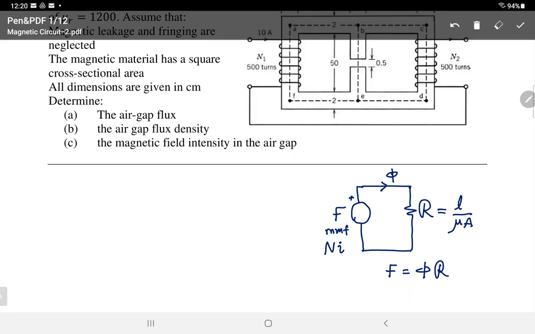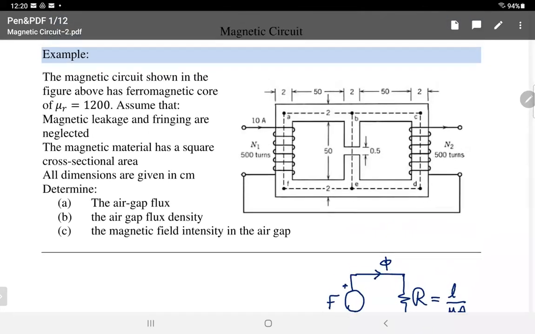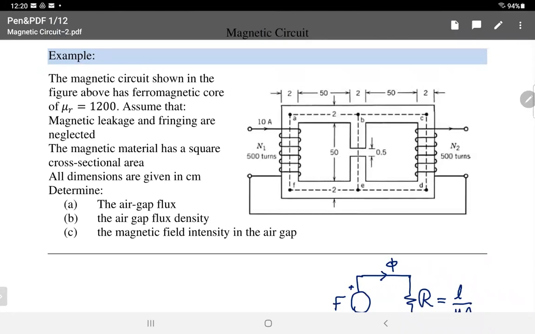In this magnetic system, you have a core made from ferromagnetic material, and the dimensions are given here. So you can figure out the length of the flux path in each limb. The relative permeability of the core material is equal to 1200.